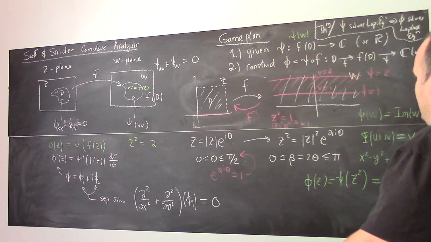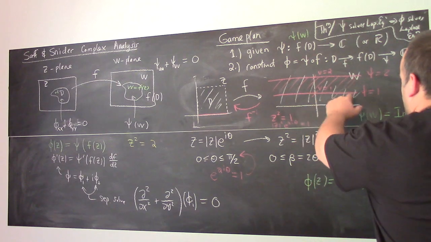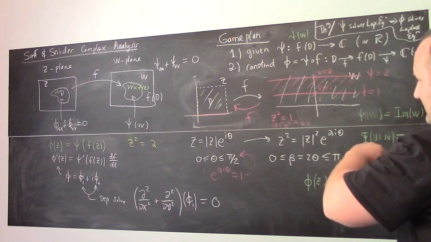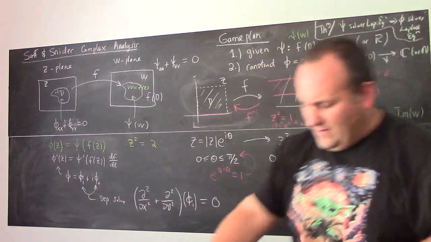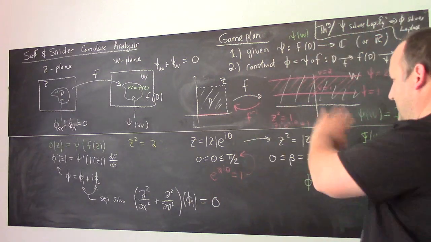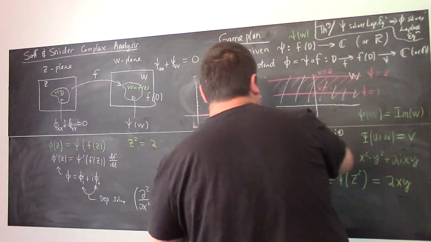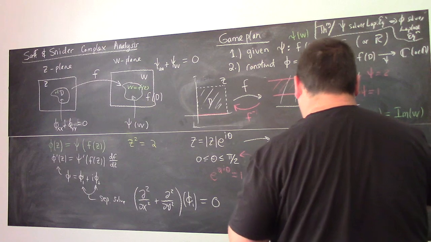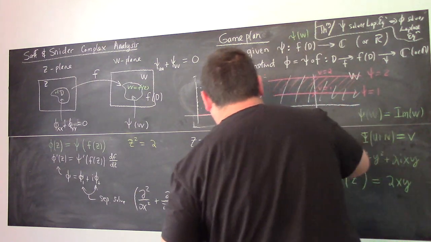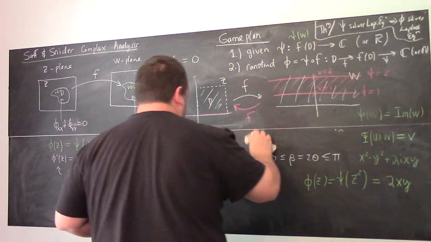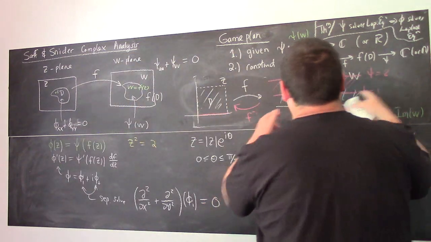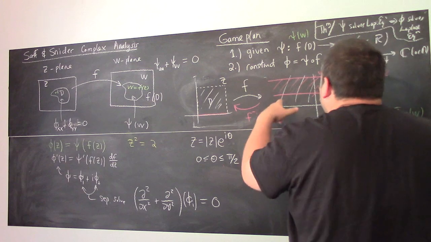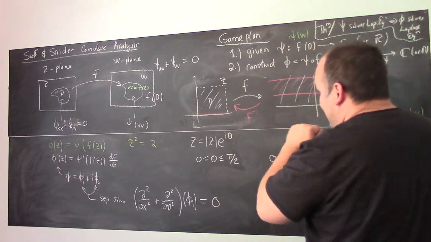But I'm sorry, that's not a fair characterization of what this line is, right? This calculation's off. Let me backtrack. This is garbage. My apologies. Still garbage, because this is not described by 1, right? What is that?